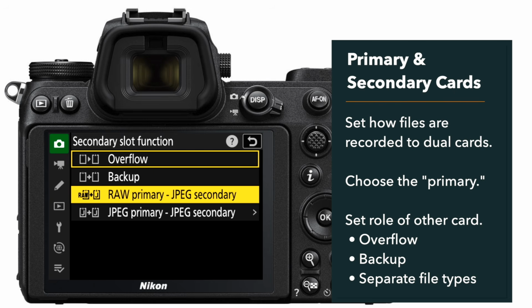The last two options that you'll see in here are a little more confusing. RAW primary, JPEG secondary, or JPEG primary, JPEG secondary. If you are recording both the RAW file format and the JPEG file format, you'll see this option where you can send all of your RAW files to the primary card and then all of your JPEG files to the secondary card. Now, why would you want to do this?